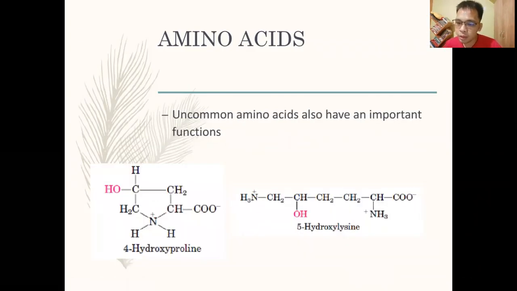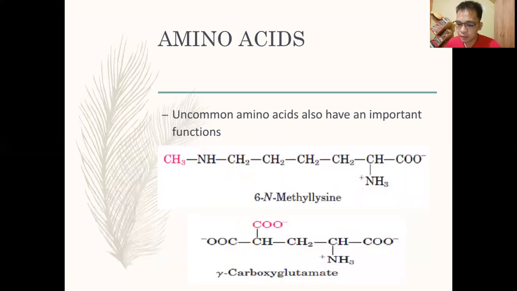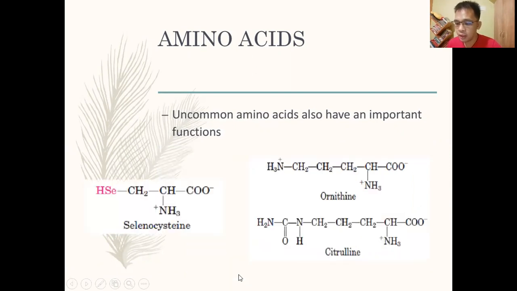And these are the uncommon amino acids that also have important functions, such as the hydroxyproline, which participates in collagen formation to prevent scurvy in our body when we take in ascorbic acid, if you read the article about the sailors. We also have 6-N-methyllysine, and then gamma-carboxyglutamate. And then, they are unusual due to the presence of foreign groups, foreign elements here.